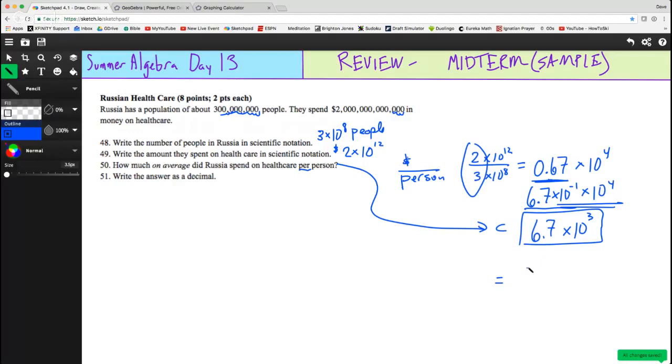And then D, we want to write this as a decimal. So to convert it back to a decimal, we have to write 6.7. And write your zeros, and we have to go 1, 2, 3. And so our answer is $6,700.